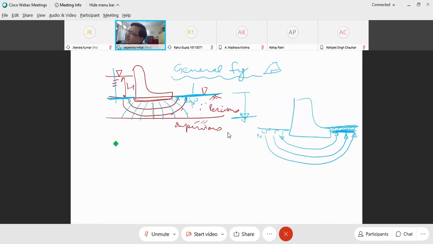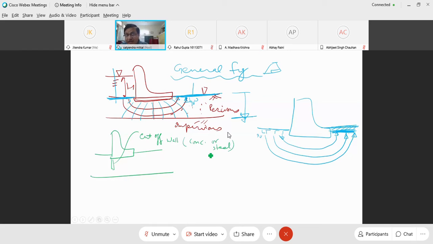is, let me draw the figure again. Say this was the figure, same figure. If you provide a sort of cutoff wall, this is called a cutoff wall. A cutoff wall can be made of concrete or steel.